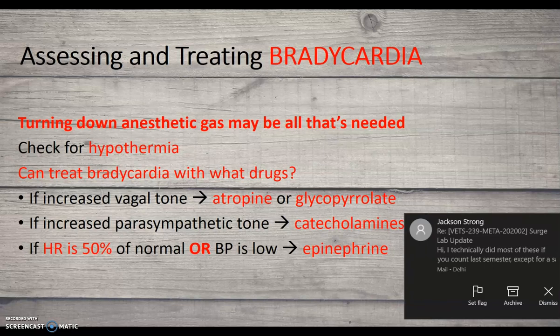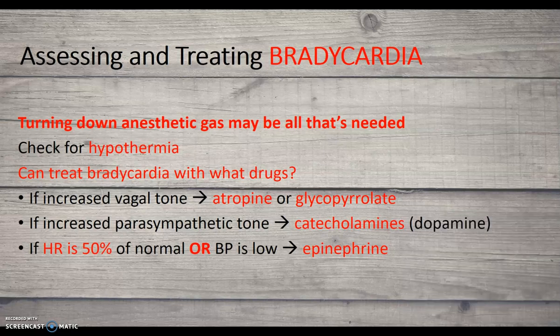Now, what can you treat with what drugs? If you want to increase vagal tone, atropine or glycopyrrolate. If you're trying to increase parasympathetic tone, catecholamines, dopamine. And if the heart rate is 50% of normal or blood pressure is low, you can give them epinephrine.